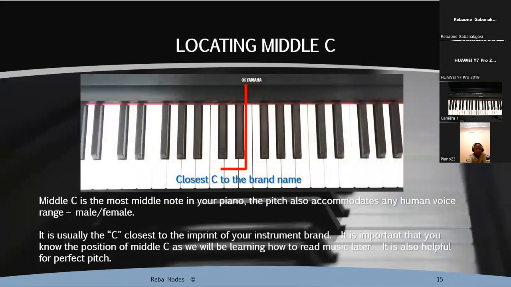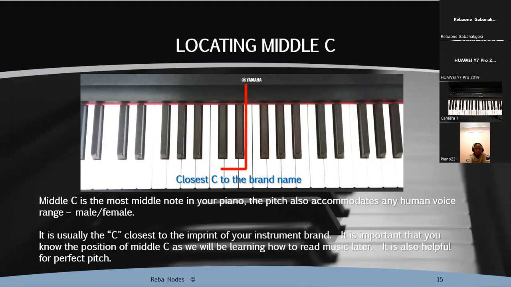Now, how do we locate middle C on piano? Well, usually your piano is branded. So what often happens as a standard is that the C which is closest to the name of your brand actually turns out to be the middle C. It has a very unique sound.